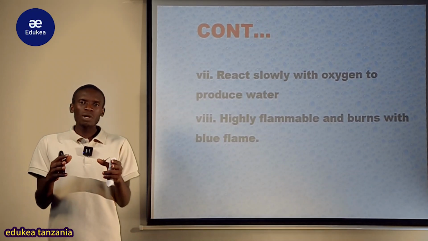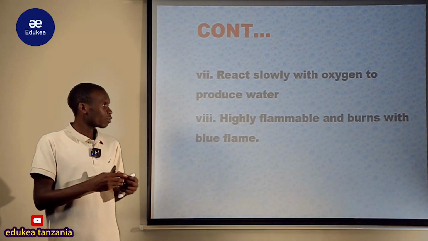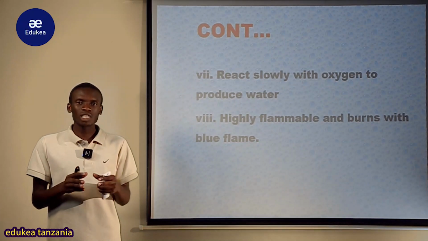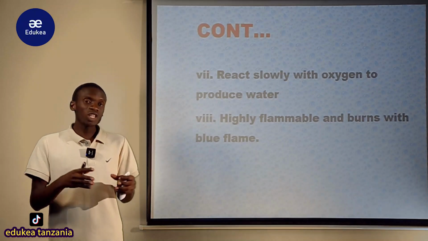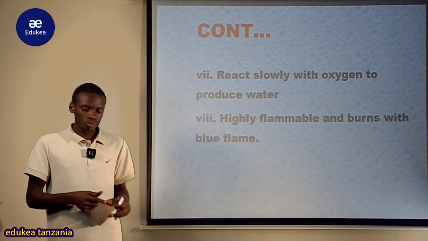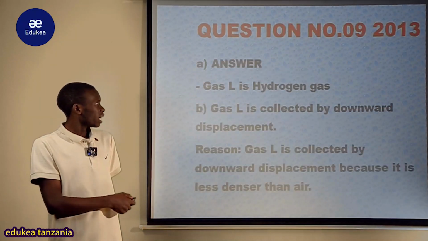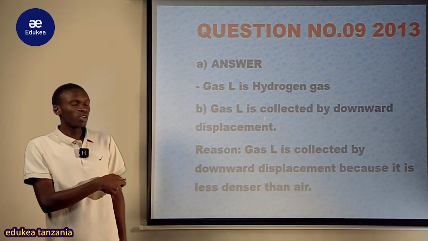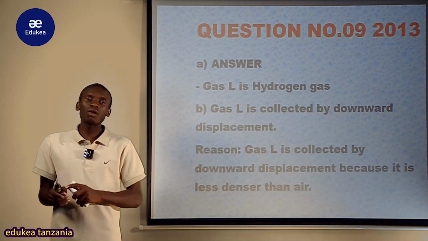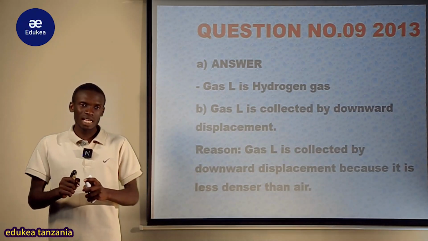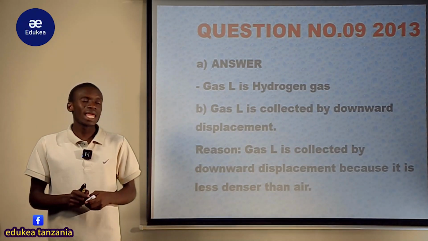So chemical property ambazo zimepewa kwenye swali na ukikompea na chemical properties hapa zinaonyesha kabisa kwamba hiyo ni gesi, hydrogen gas. So jibu la mwanafunzi ambaye itakiwa ajibu kama hivi. Gas L is hydrogen gas. The first question was determine gas L. So gas L was hydrogen gas.